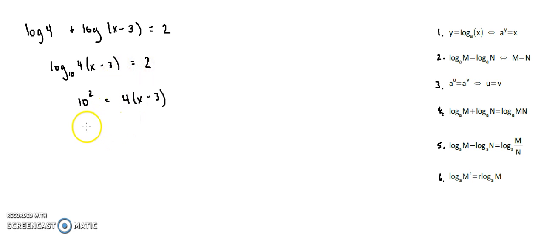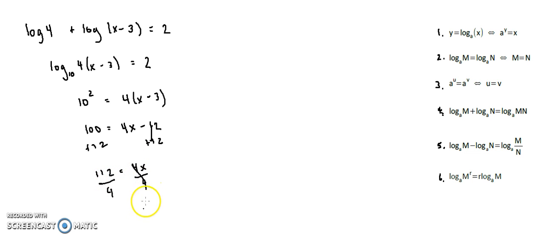So now we have something that we can solve. 10 squared is 100. We can multiply this out and get 4x minus 12. Trying to solve for x, so we add 12 to both sides. We get 112 is equal to 4x. Divide by 4 on both sides, and we get 28 is equal to x. All right, 28 is equal to x.